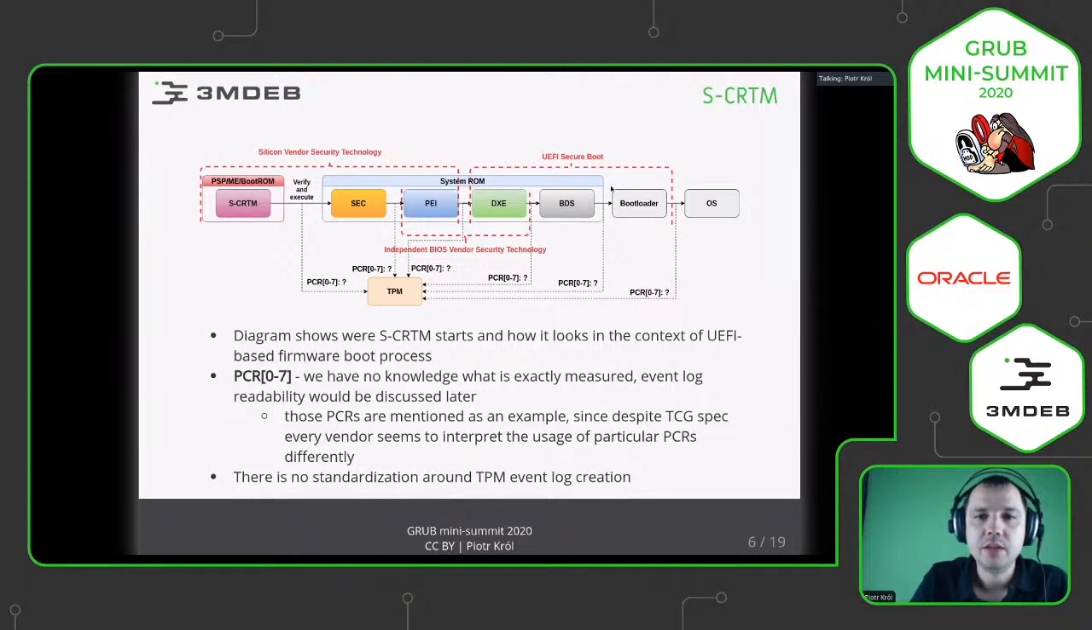Then we have BDS. Maybe let's start with DXE. DXE starts the UEFI secure boot path, which is documented in the official specification. And then we have the BDS bootloader. And this is how typically SCRTM is used. So as I said, we have no knowledge of what is exactly measured. The event log is not standardized. The numbers of PCRs are just an example because they can easily use almost any PCR except those related to DRTM. So you can see how complex it is.